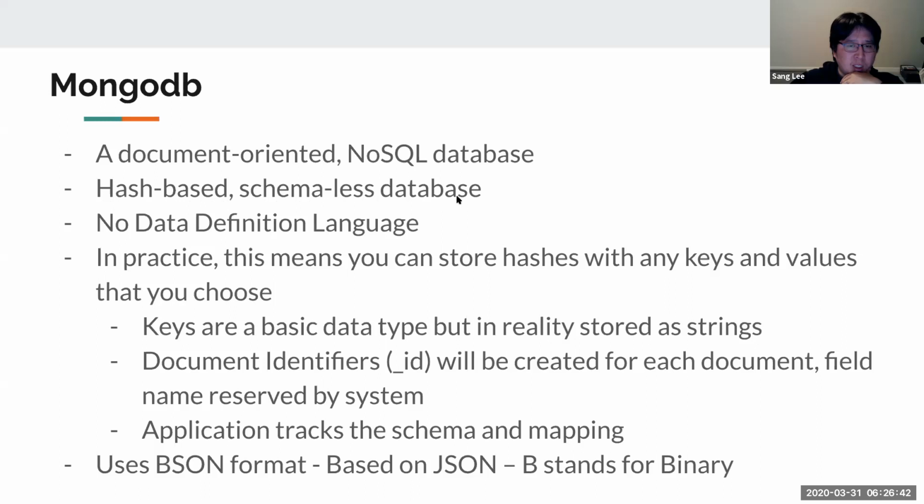It's a hash-based, schemaless database. Schemaless means that you don't have to specify which fields will exist, so there's no data definition language. In practice, this means that you can store hashes with any keys and values that you choose. The other good thing is that it uses JSON notation. I don't know how to pronounce it, maybe BSON, but basically it's binary JSON, and we can read it easily because it looks like a JavaScript object. It's going to have an underscore ID, which is automatically generated for each document. Yeah, so this is something that we're going to use for our assignment 4.